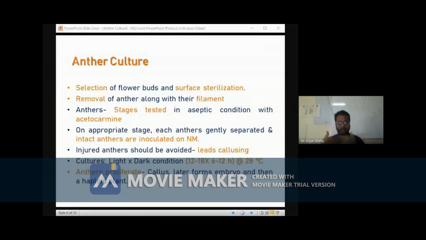But the general requirement is that the light and dark condition should be subsequently maintained per day. After the completion of 12 hours of light, it has to automatically switch to the dark condition for 18 hours. After 18 hours of dark, it has to be brought to 12 hours of light, or we can maintain 6 hours of light and 12 hours of dark. So it should run in a cycle. Once the light condition is completed, it has to undergo the dark condition, and the temperature should be kept at 28 degrees Celsius.